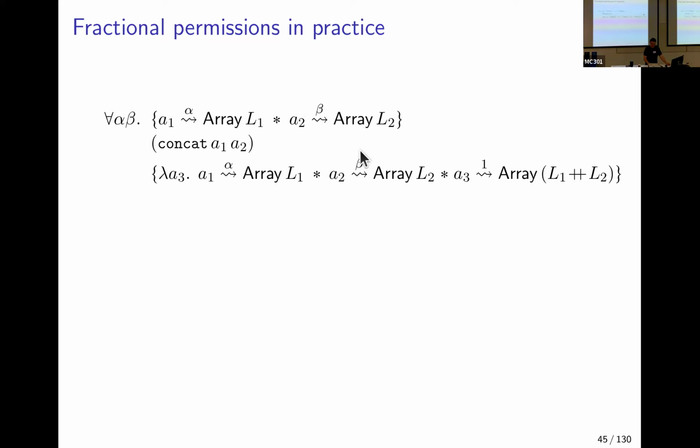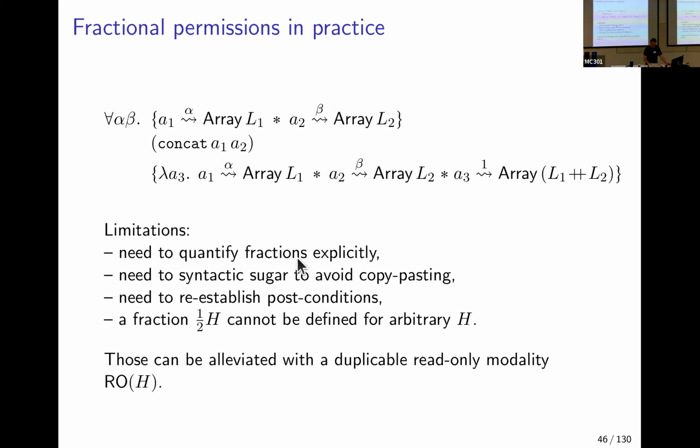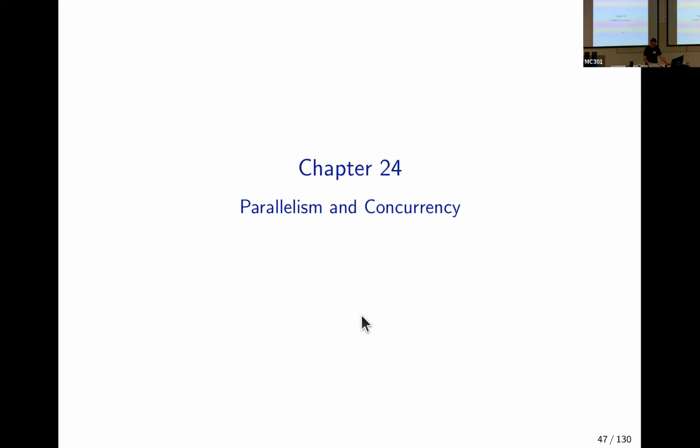So that's one way. If you have concat of A1 and A2, that's also a useful use case. This returns a new array with permission 1 because you just allocated it. But if you didn't have fractions, you couldn't use it with the same array. You need to have a different specification for the same array. But it's kind of a pain. There is a way of doing this with a modality called read-only, for your information, but I won't describe it.